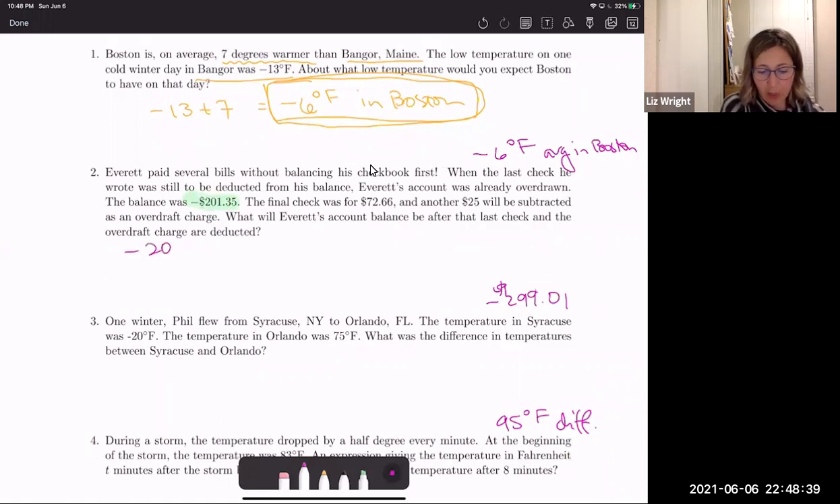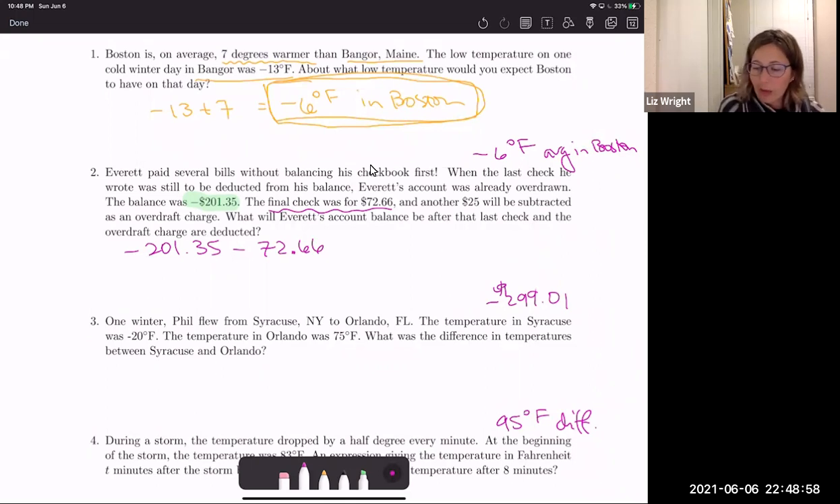Negative $201.35, already in the hole. That's terrible. All right, so he writes a check for $72.66. So that's being withdrawn. Oh my gosh, you're going to be in so much debt. That just stresses me out.